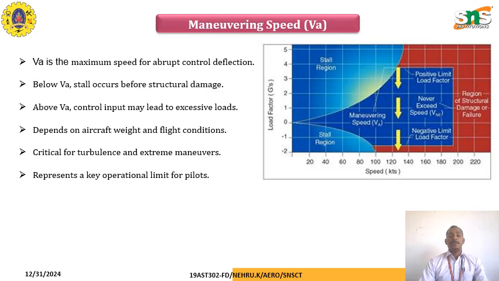Coming to the maneuvering speed VA: at what condition the designed aircraft can fly. Maneuvering speed is the maximum speed at which we can appropriately control the deflection during operation. Below the maneuvering speed, stall occurs before structural damage. Above maneuvering speed, control input may lead to excessive load. It depends on aircraft weight and flight condition, and is critical for turbulence and extreme maneuvering operation, representing a key operation limit for the pilot.